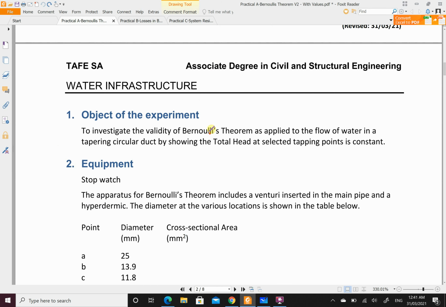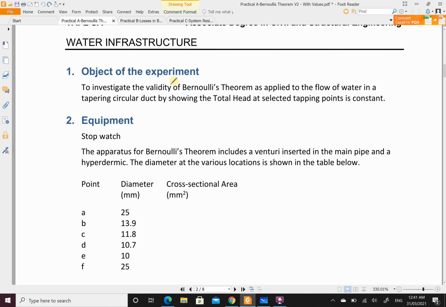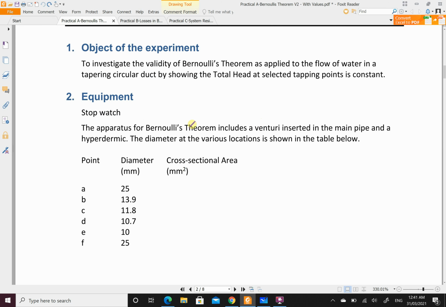Alright, come on down to the second page. We have an objective of the experiment. Alright, what we're trying to do is investigate the validity of Bernoulli's theorem. So under point 2, we've got some equipment.